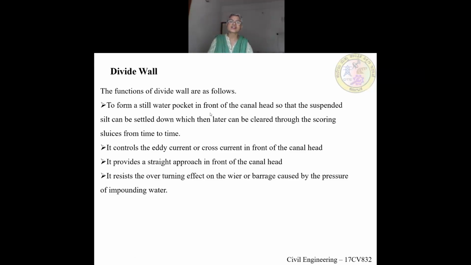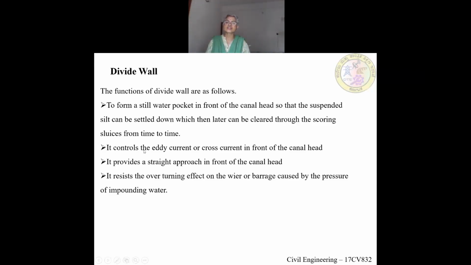Near the canal regulator, it forms a still water pocket. In the still water pocket, the velocity gets reduced so that the suspended silt can be settled down, which can then later be cleared through the scouring sluices from time to time. Okay, so it will form a water pocket near the canal head. That is one of the main functions. So still water will be there or silt will get collected.